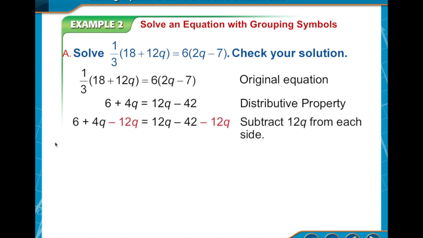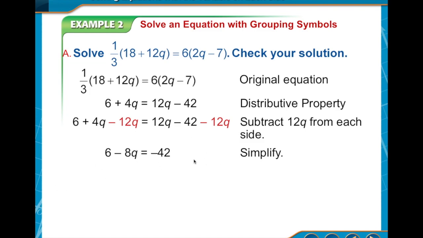So if you prefer to have your variable on the left side, you can just keep doing that. So we'll get rid of the q's on the right side by subtracting away 12q from both sides. So these q's here will cancel out, and we'll be left with q only on the left side. So on the left, we'll get 6 minus 8q, because 4 minus 12 is a negative 8. On the right, our q's canceled out. We're left with just a negative 42.